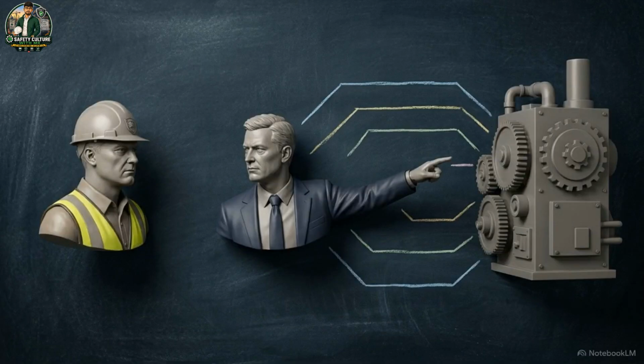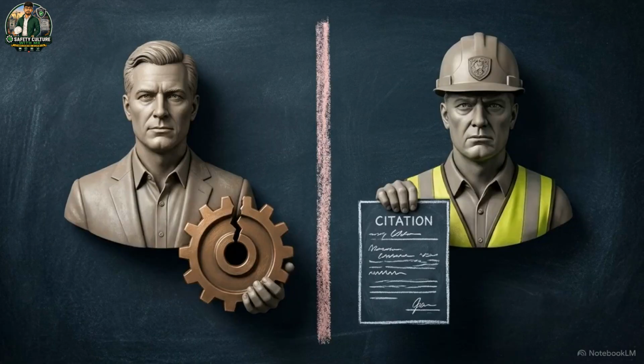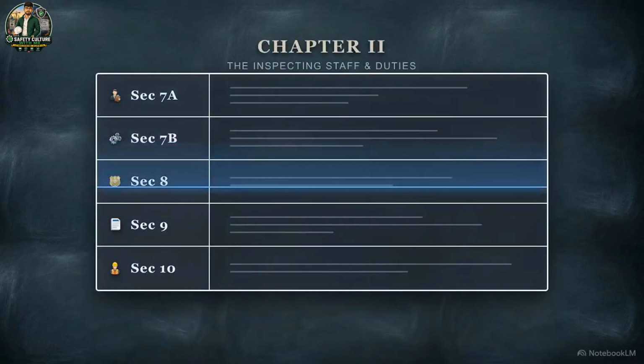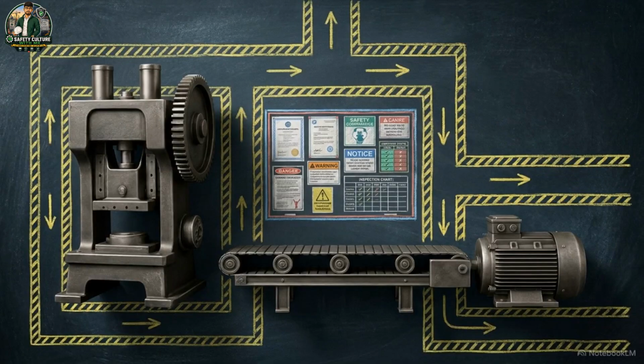This brings us to the core operational questions. When a facility is active, who carries the legal liability for its safety, and who has the authority to step in? We can map the answers across the 5 core sections of Chapter 2. Over the next few minutes, we will systematically populate the rules defined in sections 7A through 10. For an occupier or facility manager, understanding this specific statutory arrangement is the primary defense against legal and financial liability.